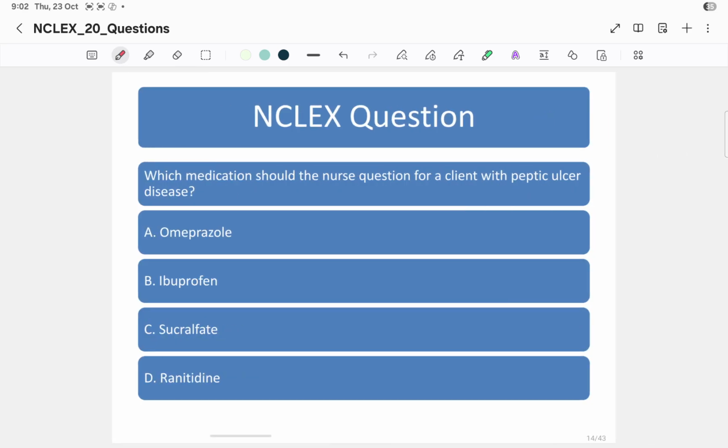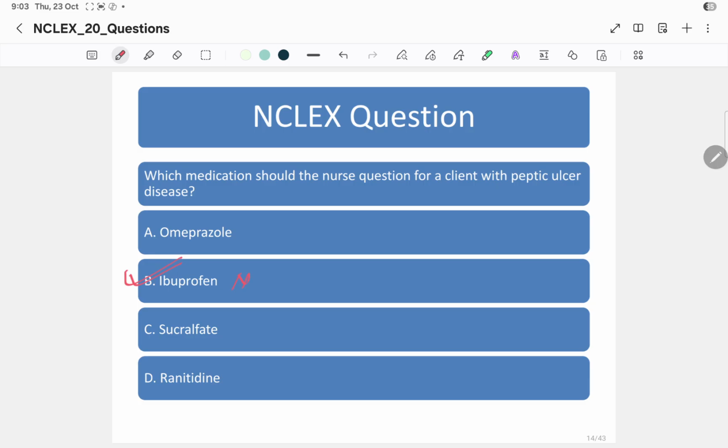Next, which medication should the nurse question for a client with peptic ulcer disease? A. Omeprazole, B. Ibuprofen, C. sucralfate, D. ranitidine. And the correct answer is B. Ibuprofen. Ibuprofen should not be given in a patient with peptic ulcer disease.